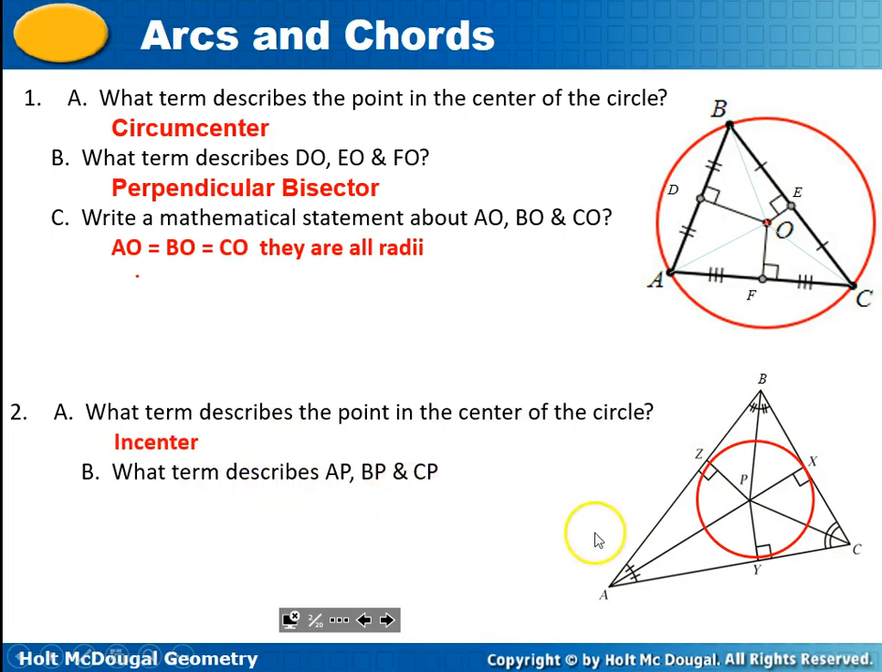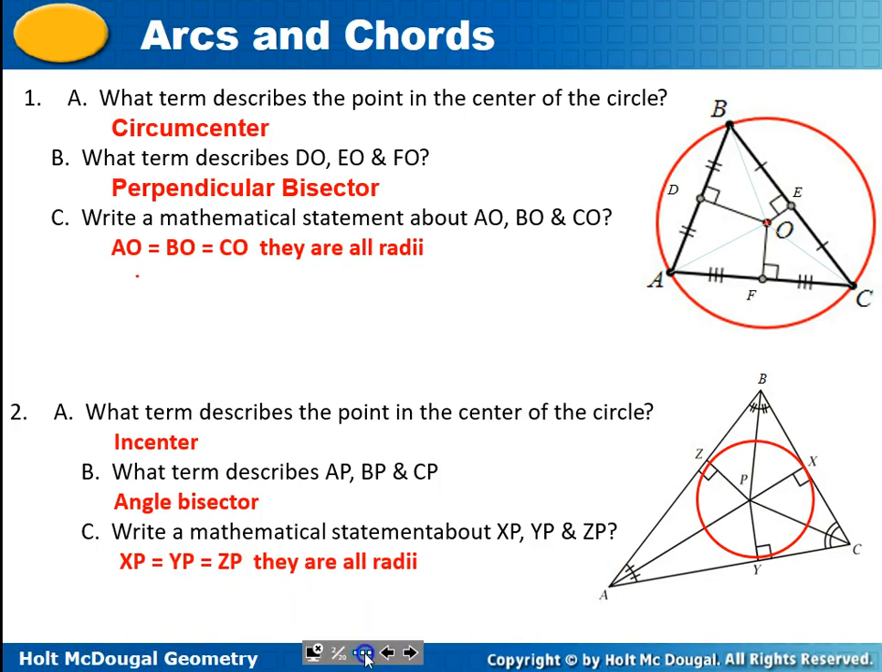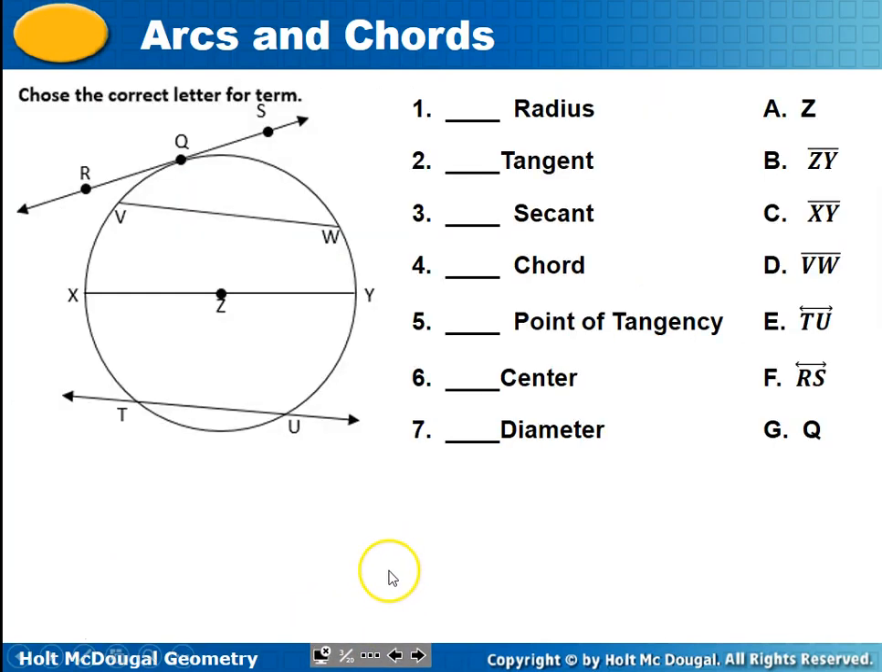What term now describes AP here, BP here, and CP here? And again, you should notice angle A is being bisected, angle B is being bisected there, and angle C is being bisected there. So these are angle bisectors. And once again, it's asking us about XP, YP, ZP. You should once again see that these are all radii of the circle, which means they are all congruent.